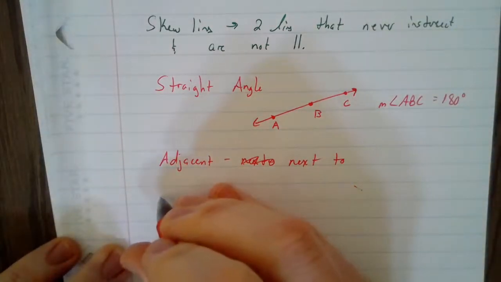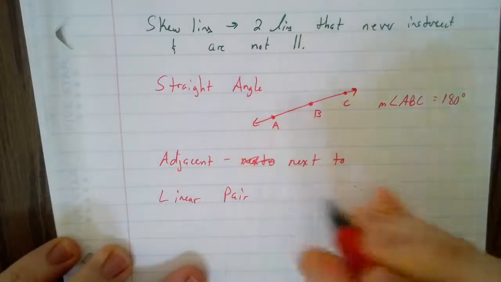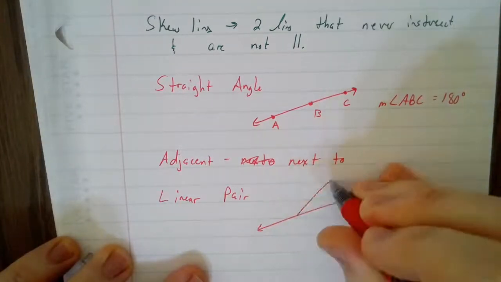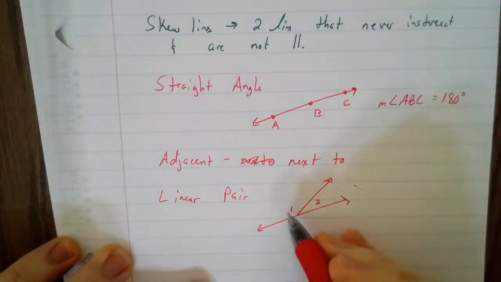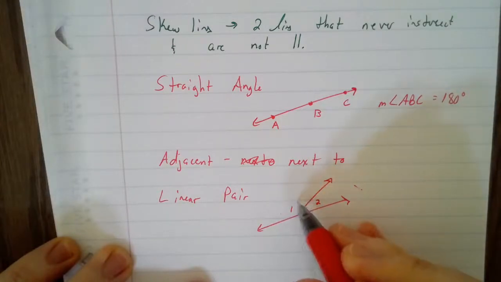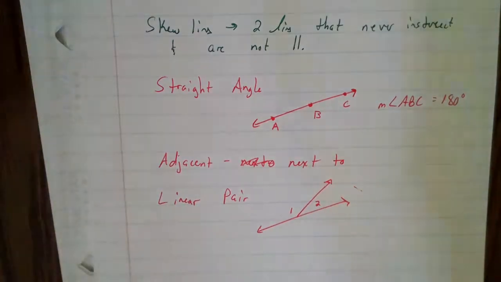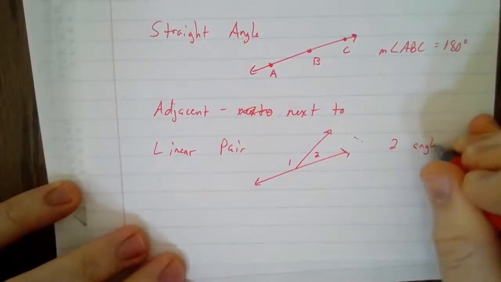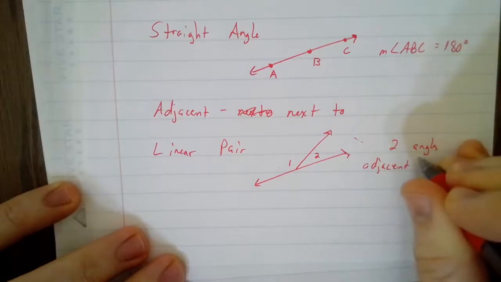And with those two together, we can come up with this thing called a linear pair. A linear pair is when you have two angles that create a straight angle and are next to each other. So here, angle 1 and angle 2 are a linear pair. They're supplementary, they add up to 180, and they're adjacent. They share a common edge. Okay, so that's called a linear pair. All right. So anytime you see a linear pair, it means two angles that are adjacent and supplementary.